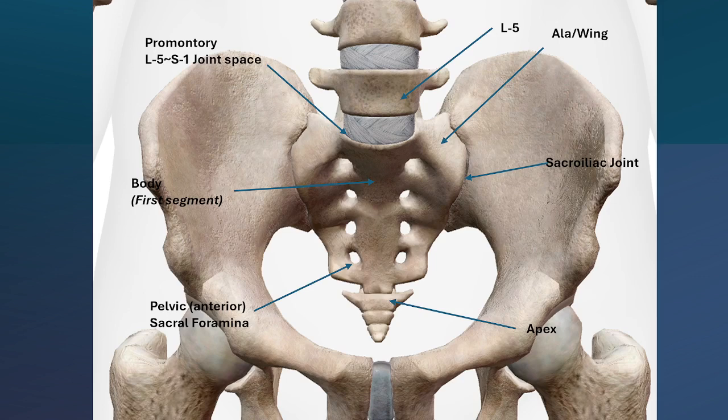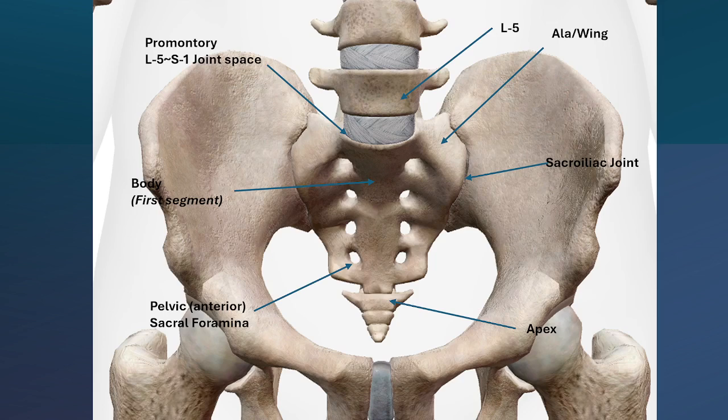The sacrum has a shovel shape, which is concaved when looking at it in an AP view. From top to bottom, we start with the body of the fifth lumbar, moving inferior to the L5-S1 joint space. This then continues to the promontory of the sacrum.